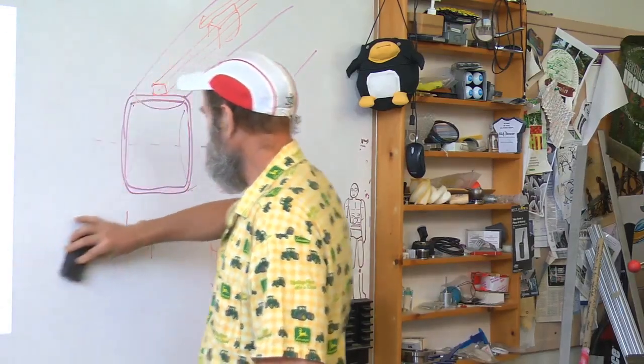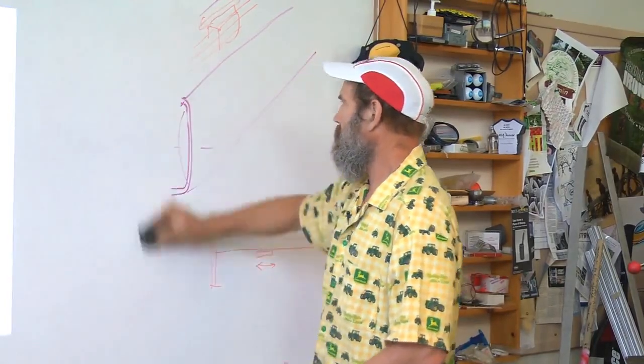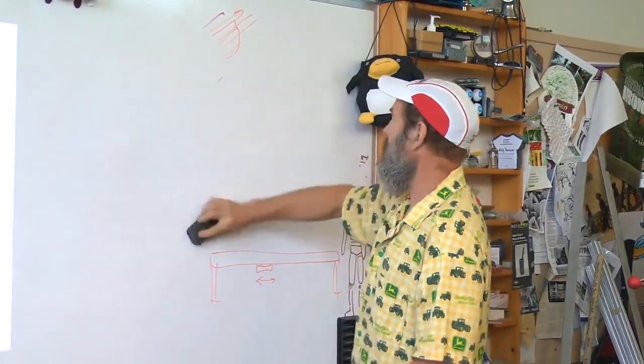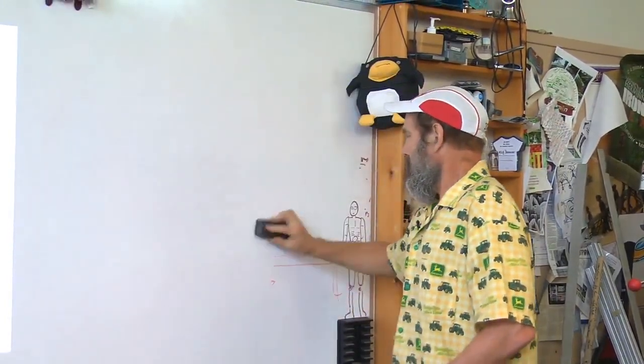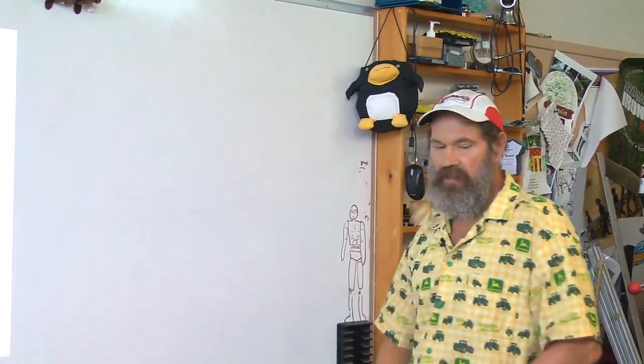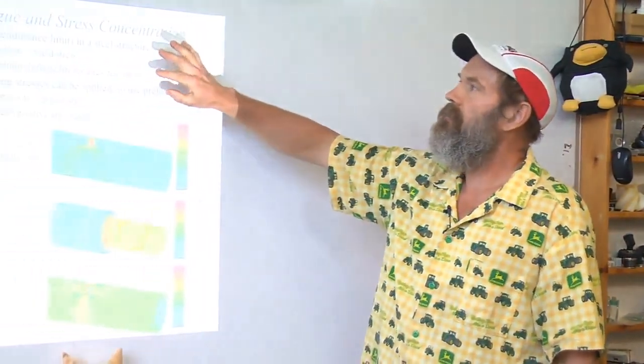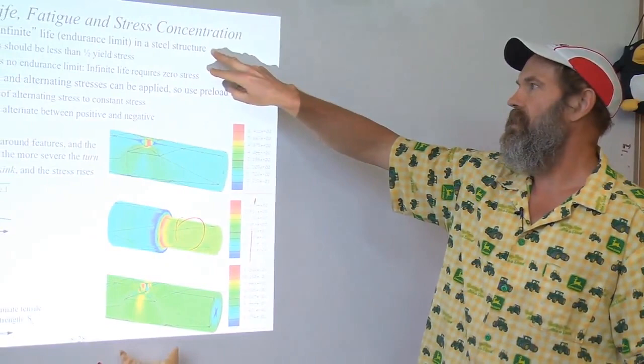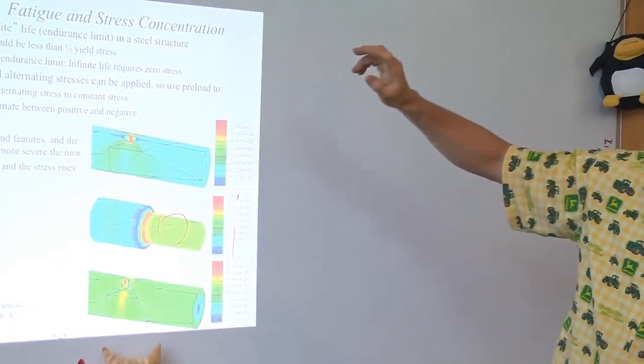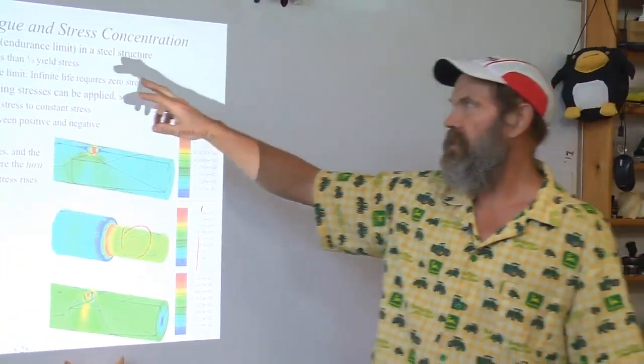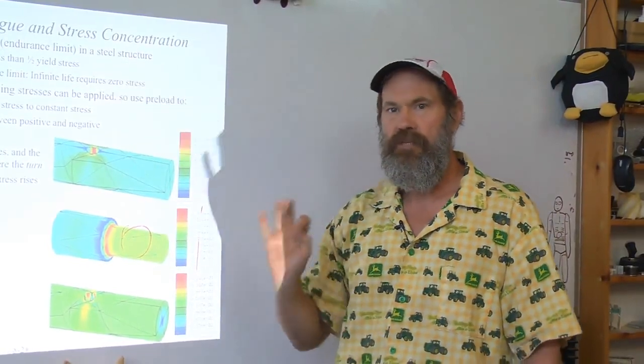Now that's for the concern of loading of 1. How do you design the machine for multiple loadings, for hundreds of cycles, thousands of cycles, millions of cycles? Well, in a steel structure, the endurance limit is typically infinite if the applied stress is less than half of the yield stress. But you've got to be careful.